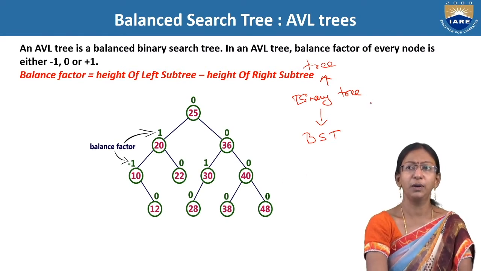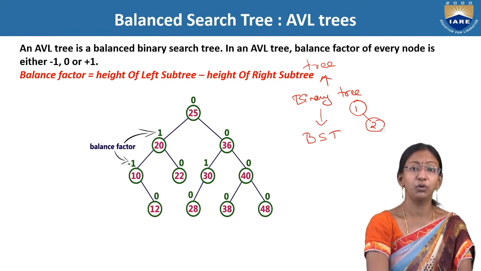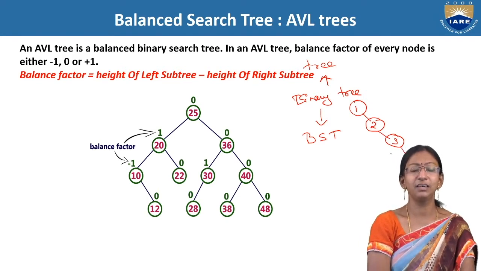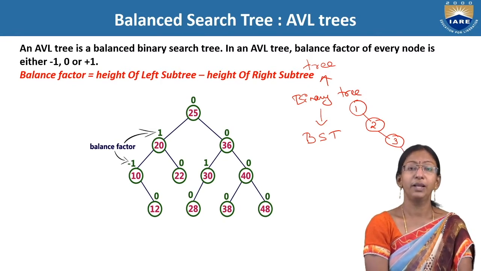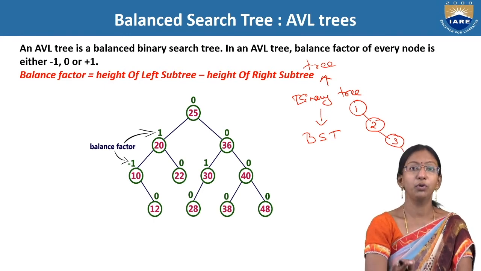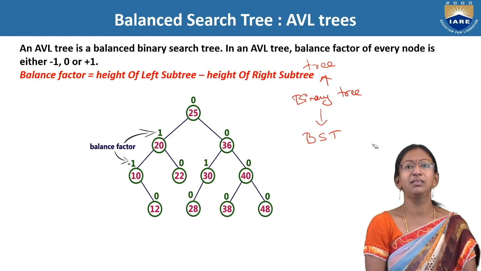For example, 1 is there. If I try to insert 2, it will definitely go as the right child. If I insert 3, I'm talking about an ascending order one, so 3 will be the right child. If I want to insert 4, it is going to extend itself further in the right direction, whereas the left subtree of all the nodes will be empty. I'm talking about constructing a BST of a sorted list. The height in one direction is going to increase rapidly.